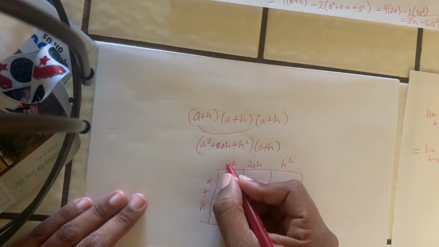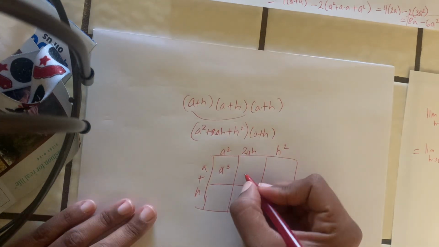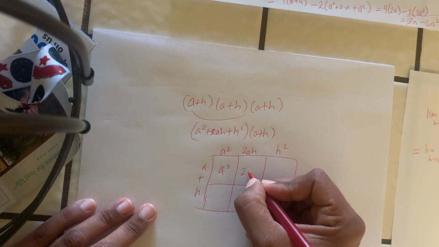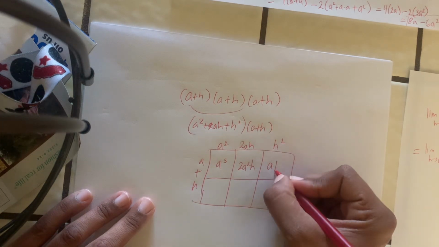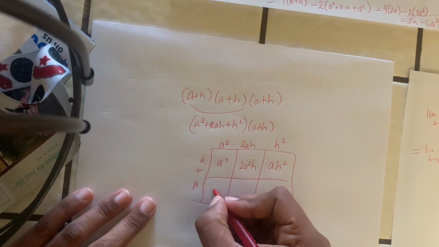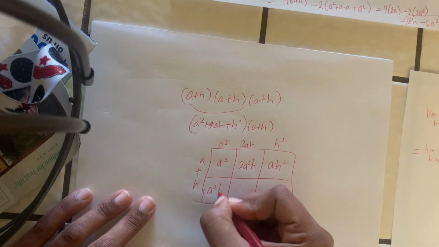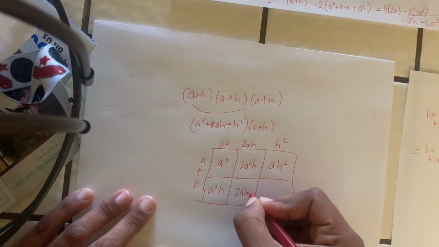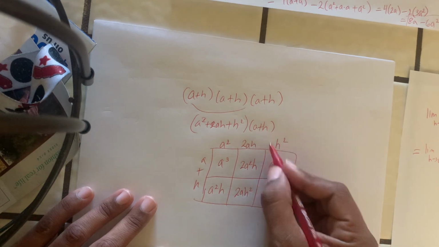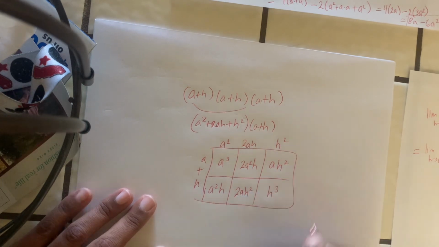In this box, a times a squared is a cubed. In this box, a times 2ah is 2a squared h. In this box, a times h squared is ah squared. In this box, a squared times h is a squared h. In this box, 2ah times h is 2ah squared. And then in this box, h squared times a is h cubed.